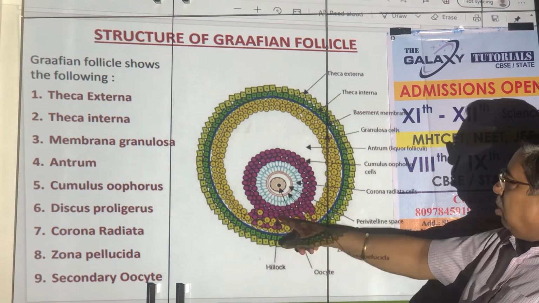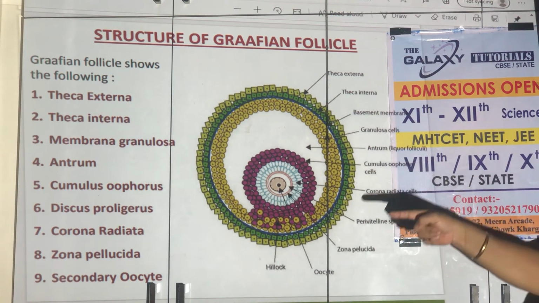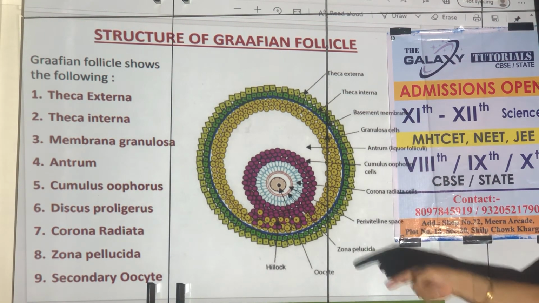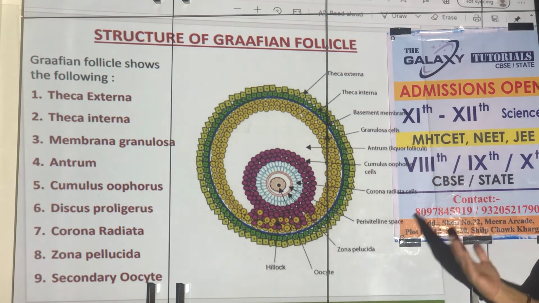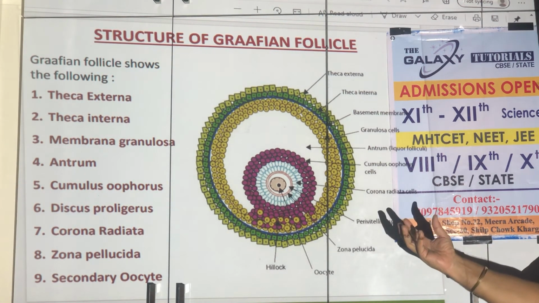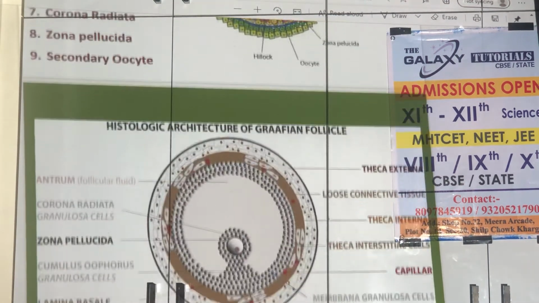And the structure on which it is planted is called a hillock. Okay, and the central one is the oocyte. Please look at the nine labelings; learn to write at least one sentence on the outside, inner to it, more inner to it, or innermost, hillock, a hill-like structure. Please learn to write; nothing more is required. These are the parts of a mature Graafian follicle.